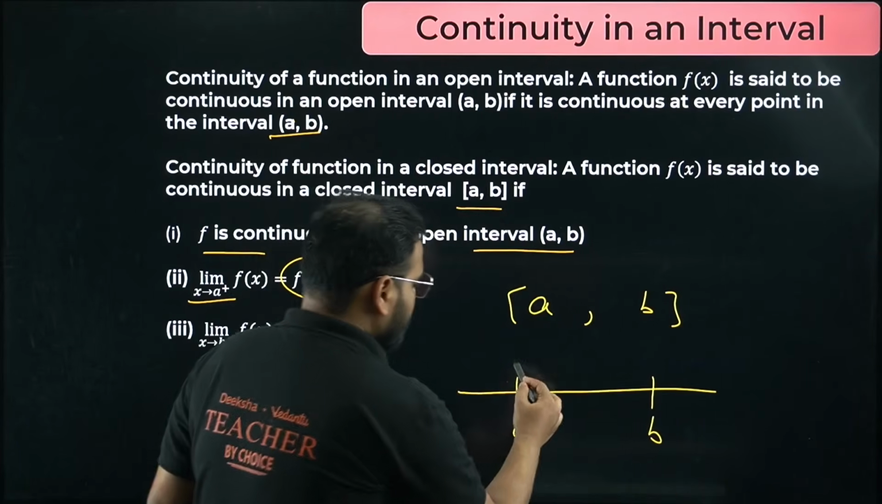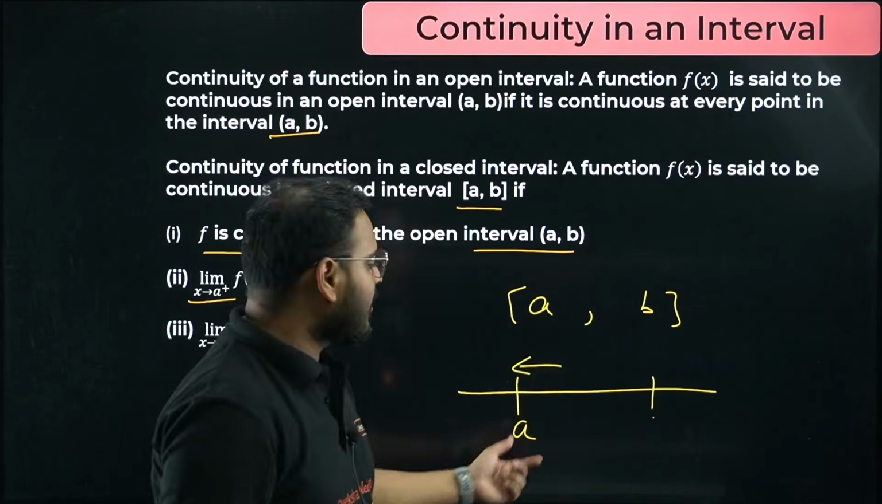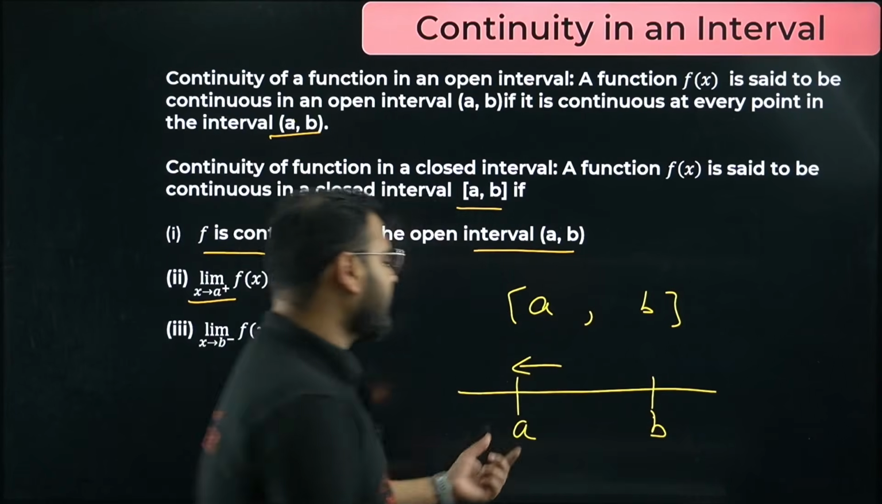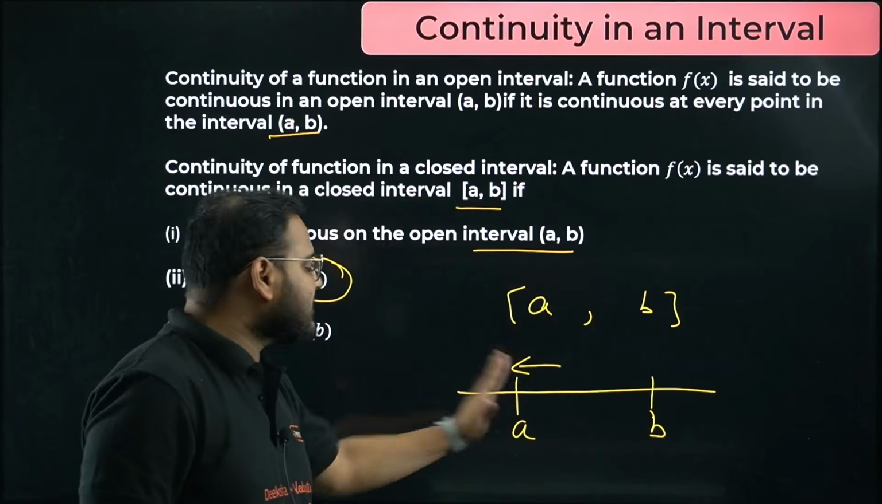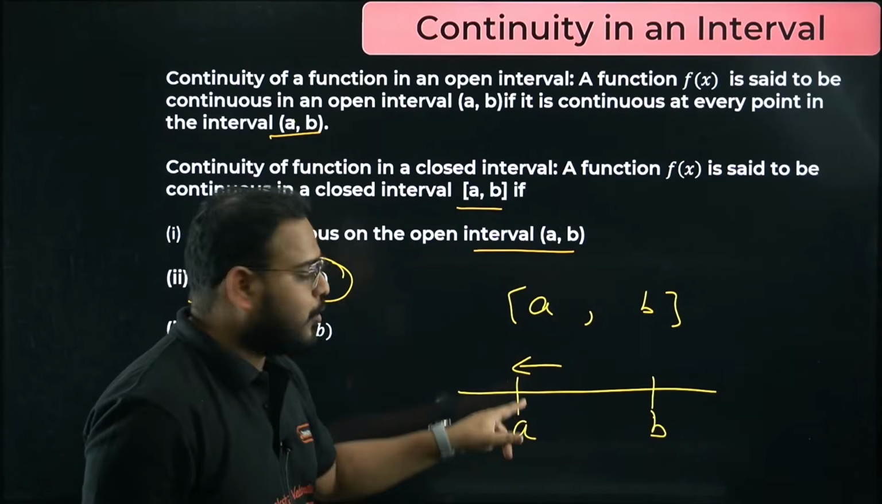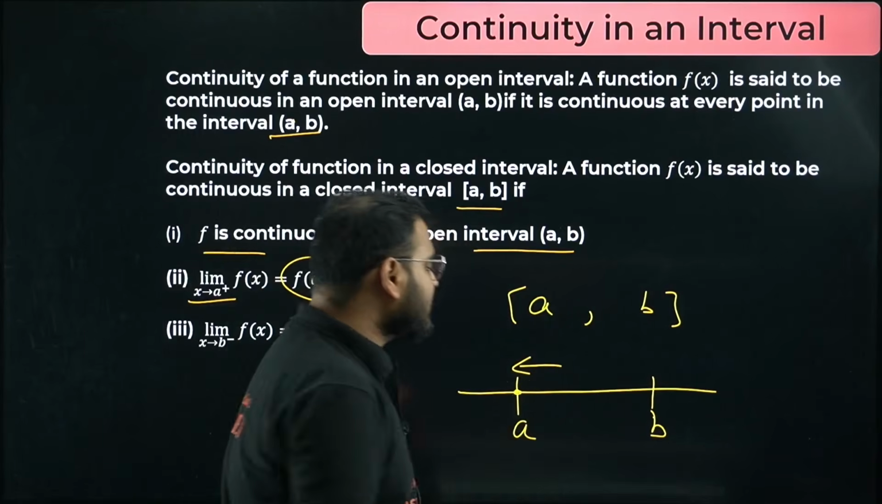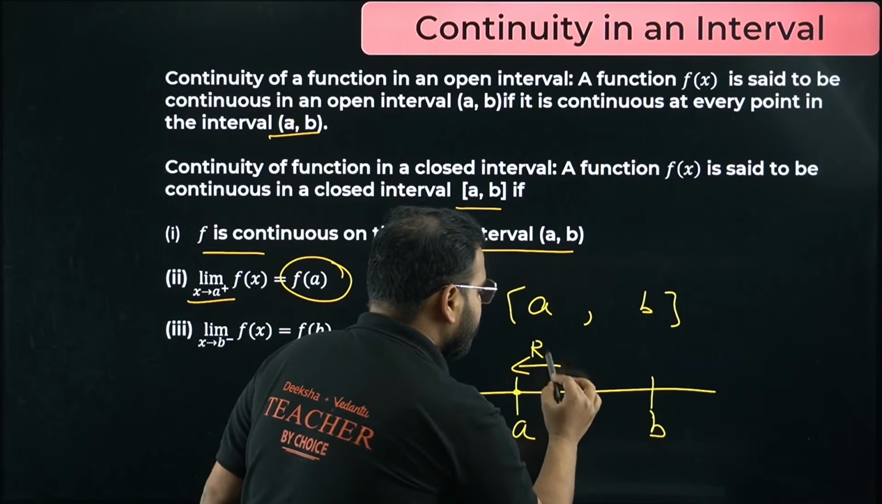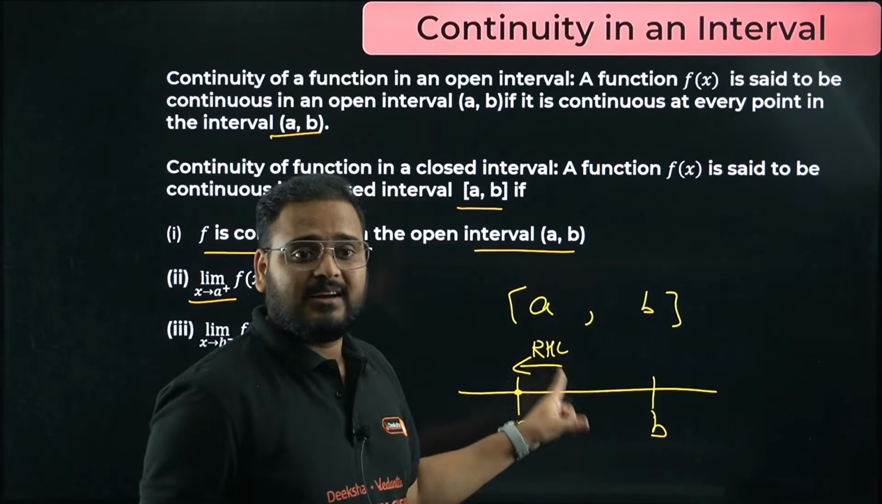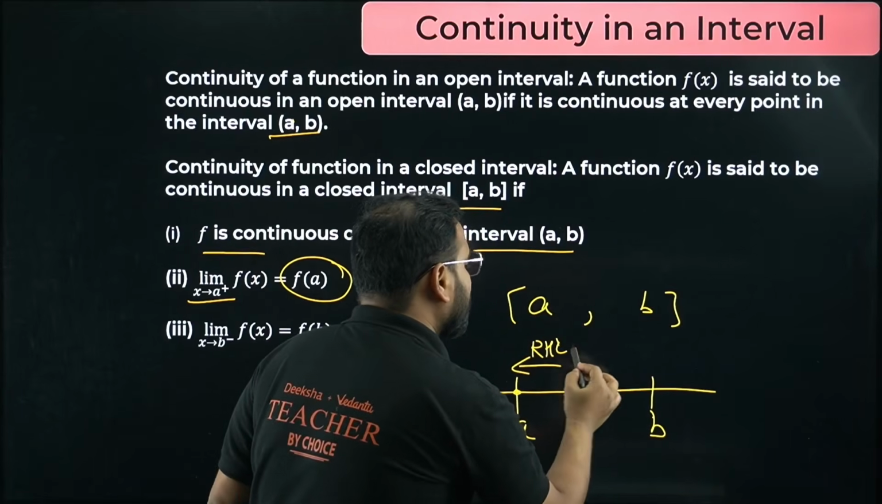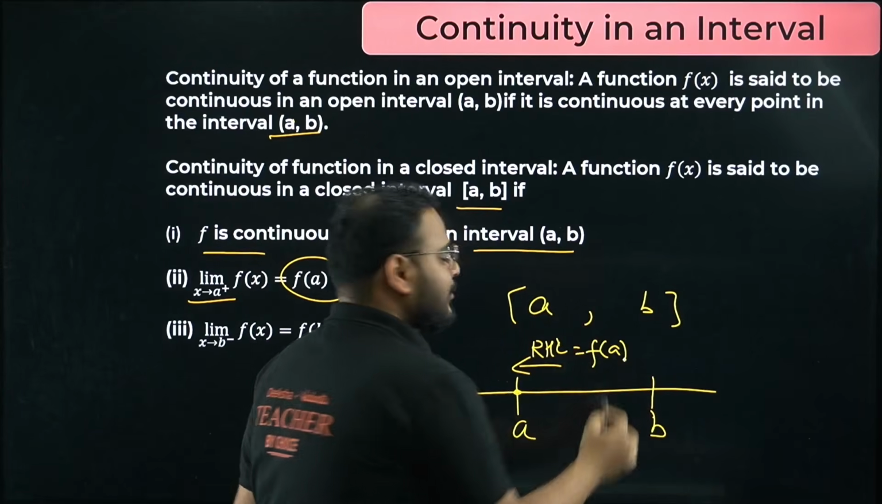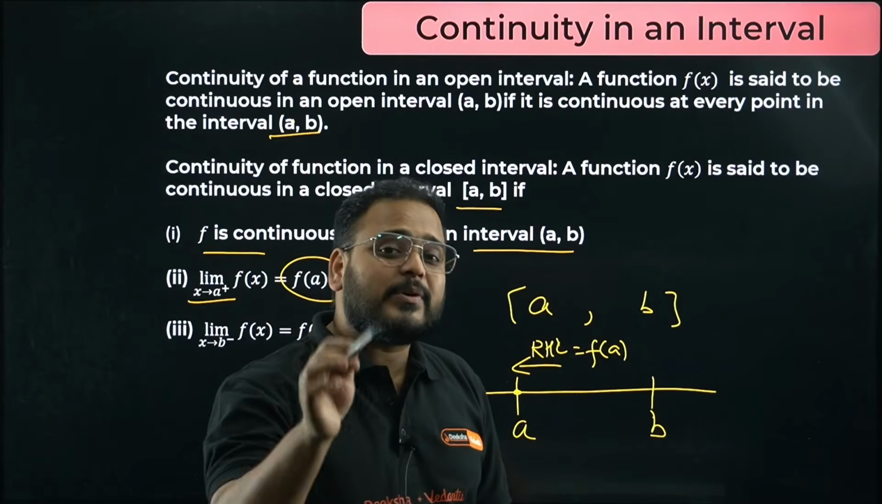The limit value should exist from this side, no? For a, will you have it from the left side? No, right? Because this is not part of the domain, is it? Only this is part of the domain, right? Hence, the RHL should exist, and it should be equal to f of a. That is the requisite for a function to be continuous in a closed interval.